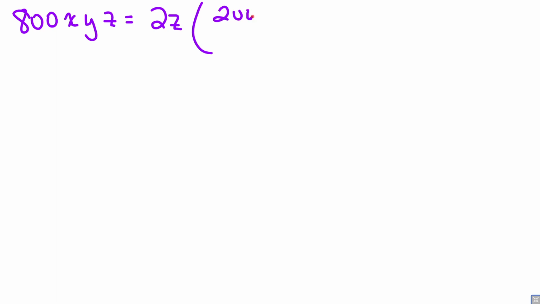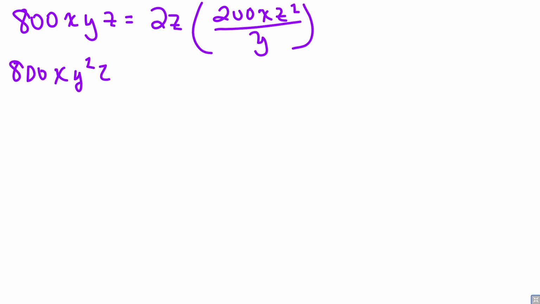So we're going to have 800xyz, and this is going to be equal to 2z times. Now, our second lambda was defined as 200xz squared over y. So the same thing I'm going to do is multiply both sides by y, and then multiply the right-hand side out. So if I do that, I'm going to have 800xy squared z is equal to 400xz cubed.